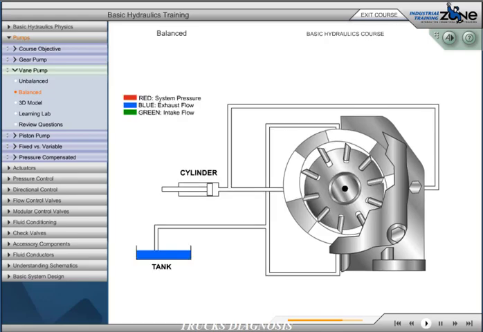Flow is created in the same manner that you have seen illustrated in the unbalanced vane pump, the only difference being the two discharge and two suction cavities rather than one. It is notable that constant volume positive displacement vane pumps used in industrial systems are generally of the balanced design.